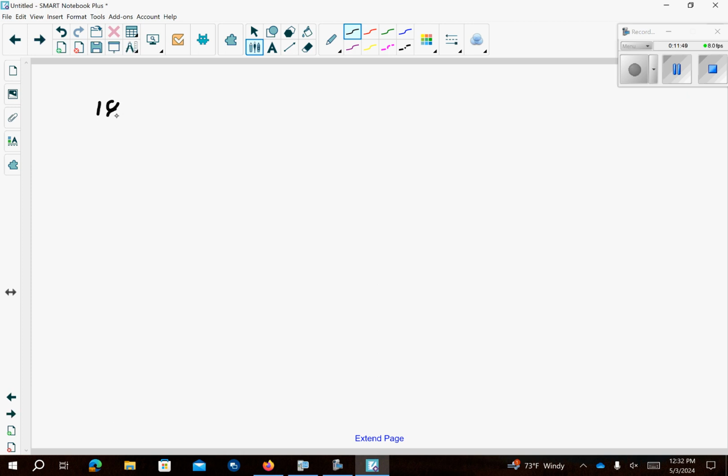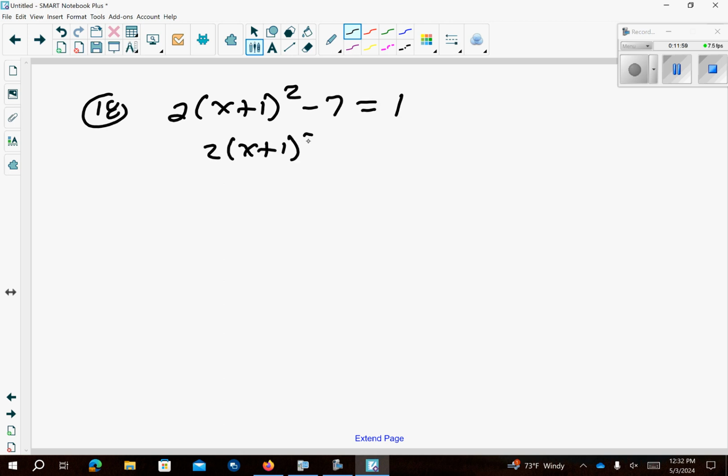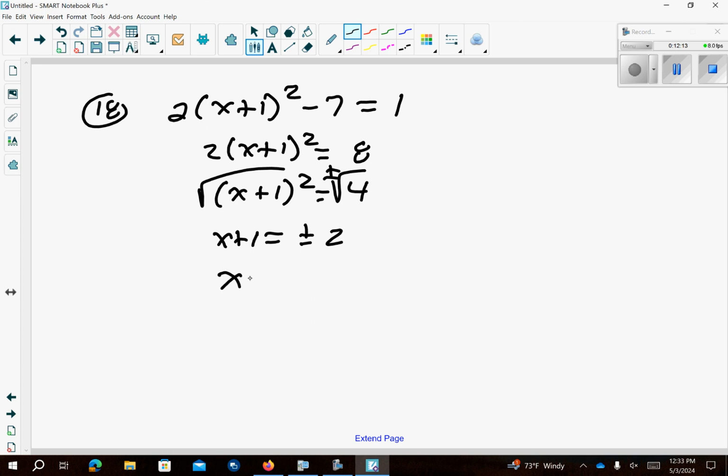Number 18. I get 2 times the quantity x plus 1 squared minus 7 equals 1. Add 7 to both sides. That gives me 8. Divide by 2 on both sides. Take the square root of both sides. Don't forget the plus minus. So I get x plus 1 equals plus or minus 2. Subtract 1 from both sides. So I get negative 1 plus 2 is 1. Negative 1 minus 2 is negative 3. Those are my two answers. That's what x equals.